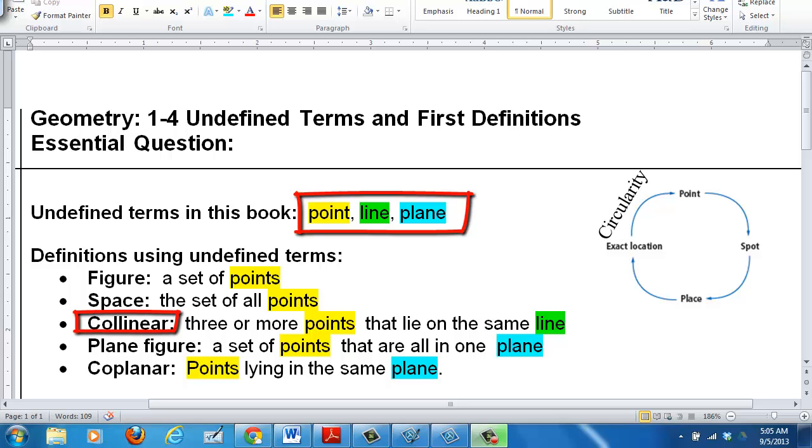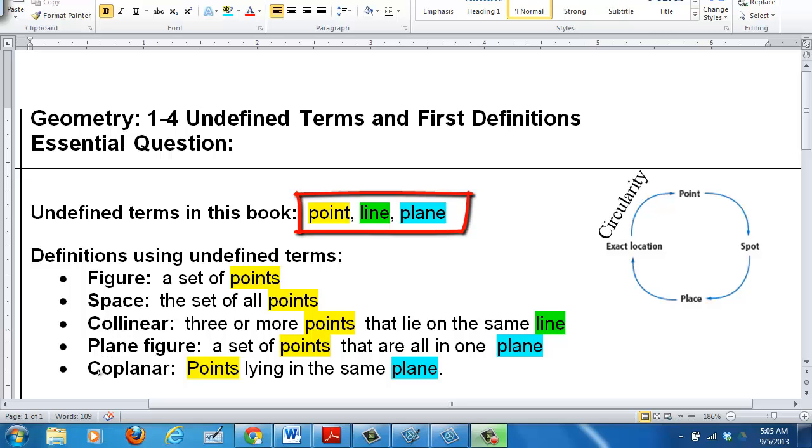Now these two terms, collinear and coplanar, are going to be very important, and they are difficult for a lot of students to comprehend. The idea of collinear is when we're talking about 3 or more points that lie on the same line. Don't get caught up in the 3. The only reason we say 3 is because in Euclidean geometry, any 2 points determine a line, so 2 is somewhat irrelevant. When you think about collinear, think of points that are on the same line.